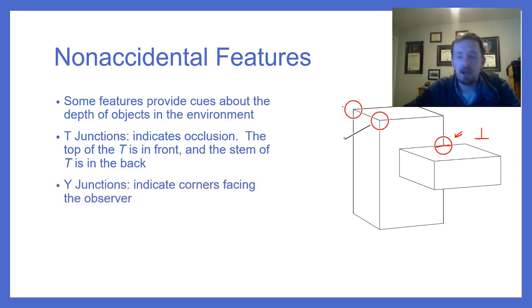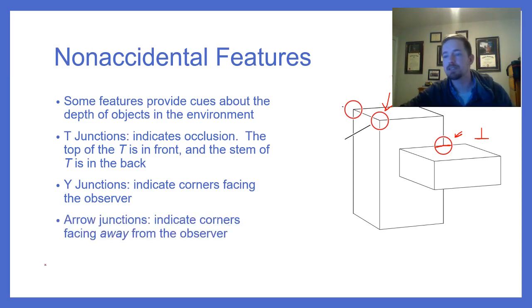So that's a T-junction. A Y-junction is basically whenever you have this right here, because again it looks like a Y. And when we see that, we perceive that that is a corner that is likely sticking out at us. It looks like that corner is facing us. And when we see this arrow junction, which is right here, called an arrow junction because it looks like an arrow, we assume that that is an angle that is pointed away from us. And so this is depth that we're able to perceive. We're able to perceive what's in front of what and what direction it's facing, just on these very rudimentary features. They're just lines and how those lines are connected to one another.